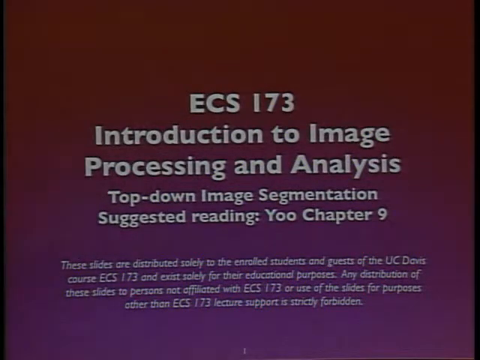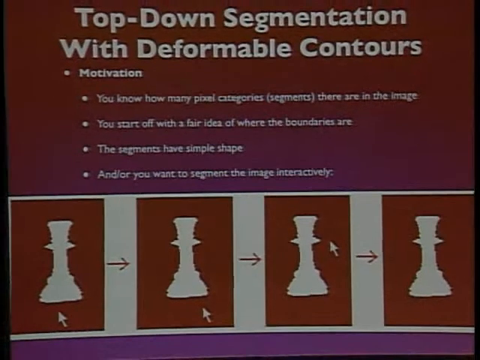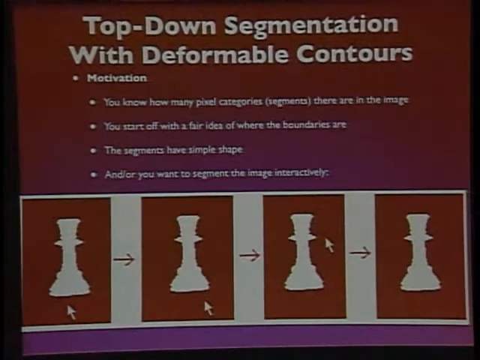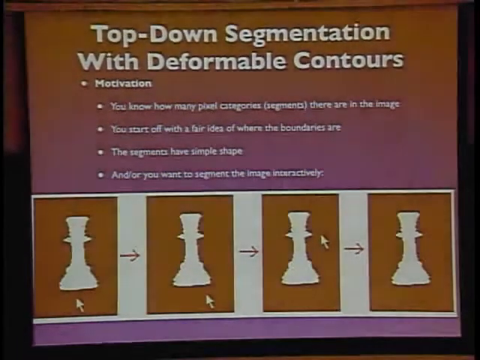By the way, the U book, chapter 9, is actually a pretty good read when it comes to top-down image segmentation. Obviously, the U book is supposed to be the theory behind what is implemented in ITK, so there is a pretty good correspondence between what you read about in U and what exists in the Insight Toolkit. Now, top-down segmentation, the way I'm going to present it to you, makes use of a technique called deformable contours.